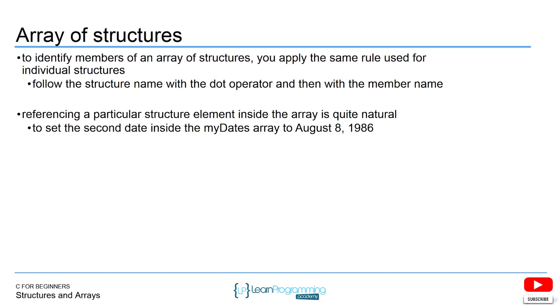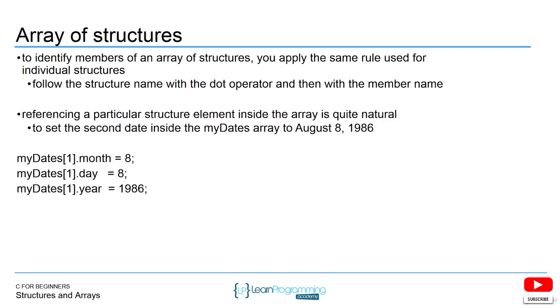To set the second date inside the myDates array to August 8, 1986, all you have to do is specify the name of the array, myDates, and you specify the index. We're specifying here the second date. Remember, arrays are 0 based, so we say myDates sub 1. And then if we want to access members of that struct for that element, we say dot month. So this is going to give us the second element in the myDates array, the month value for that struct type. And here we're going to assign it the value of 8.